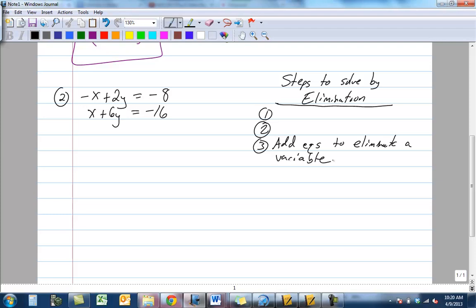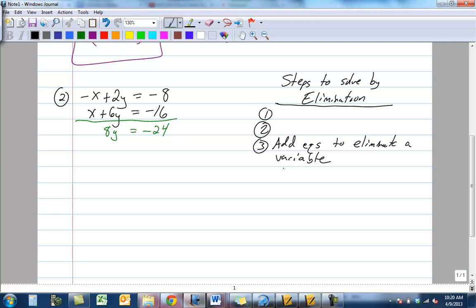All right. Today, that's the first step we're doing, adding the equations to eliminate a variable. So when we add these up, what's going to eliminate this time? Well, negative x plus x, those cancel. So those are gone. We're left with 8y equals negative 8 plus negative 16, which is negative 24. Add equations to eliminate a variable.